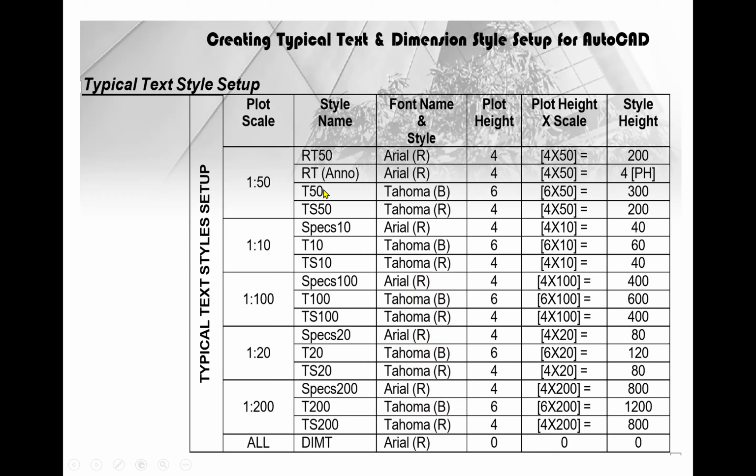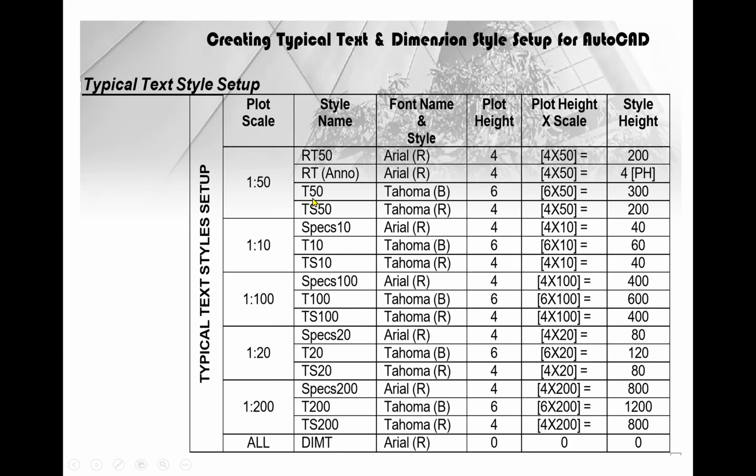So this one is the T50, and this is the TS50. So title for 1 in 50, title scale for 1 in 50. Specs 10, specs 100. Because I don't have RT10, you'll be putting specifications on a 1 in 10 scale drawing, or 1 in 20. So I have specs 20 and specs 10. Okay, so here it is T10, TS10, T100, TS100, T20, TS20, T200. So the same principle where all the T whatever will be for the title and the TS would be for the title scale.